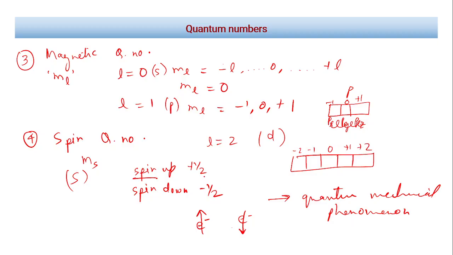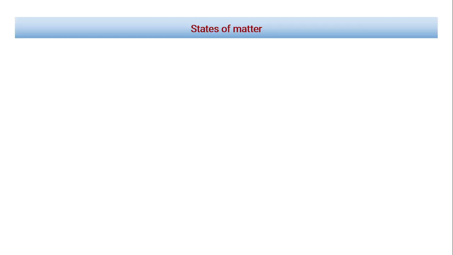Now I think we can move on to starting the topic of solid states. And again, I think it's better to have a quick revision of what kinds of matter we have around us and how they are different from each other. So the 3 most common that we easily see around us: first, solid state; second, liquid state.